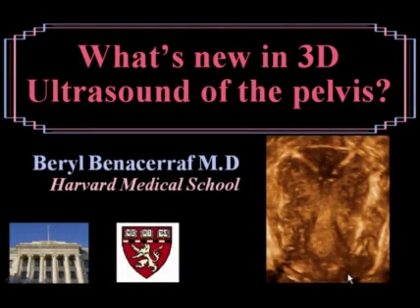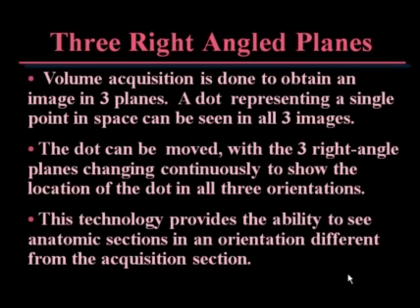So what is new in 3D ultrasound of the pelvis, and how do we use it to evaluate the gynecologic patient? Well, 3D ultrasound is really a volume acquisition, done to obtain an image that can be displayed in 3 different planes, all of which can be related by one point in space. You can navigate through those planes using the dot at right angles to each plane. The technology enables us to see anatomic sections in an orientation different from the actual acquisition section.